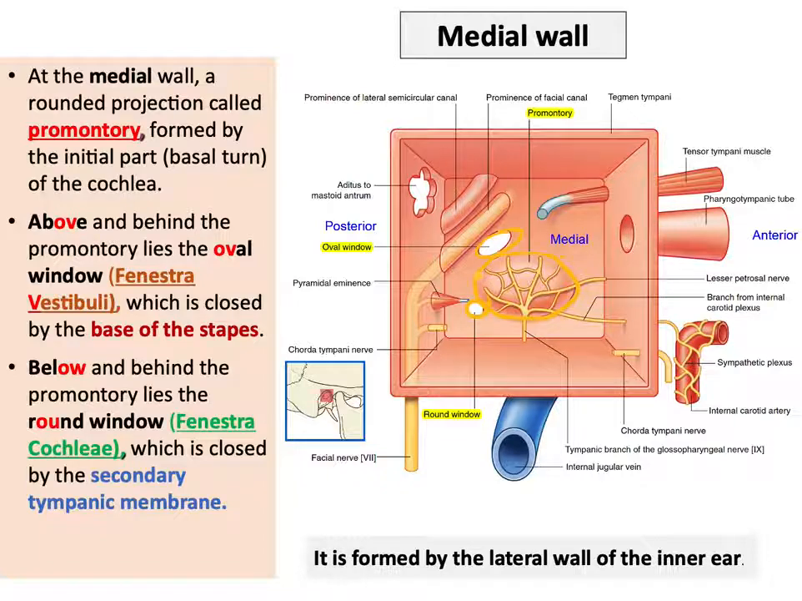So what else? Yes, we remember the facial nerve that passes through the upper part of the middle ear and creates a prominence, covered of course, but it creates a prominence, and above it there is another prominence for the lateral semicircular canal. We'll talk about it.